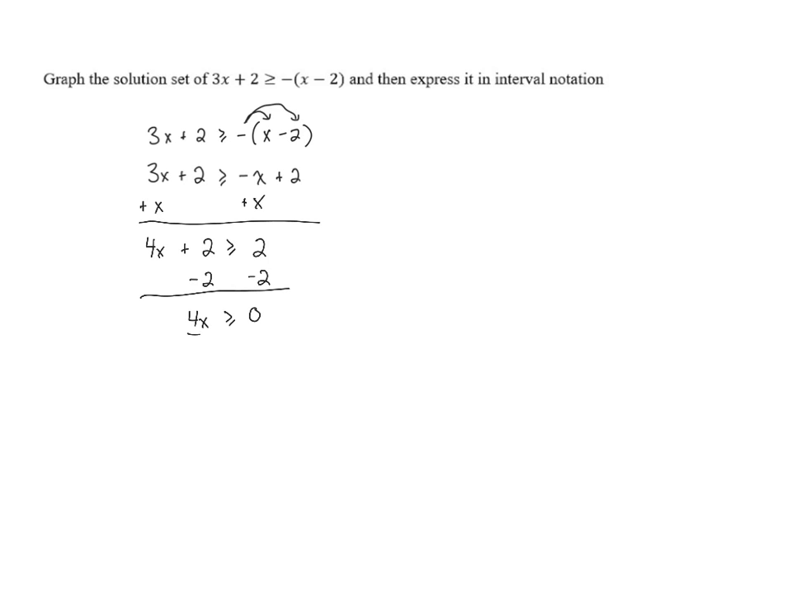And then to get the x alone, we divide by 4. This gives us x on the left, and it's greater than or equal to 0, because 0 divided by 4 is 0. So now we're ready to graph.